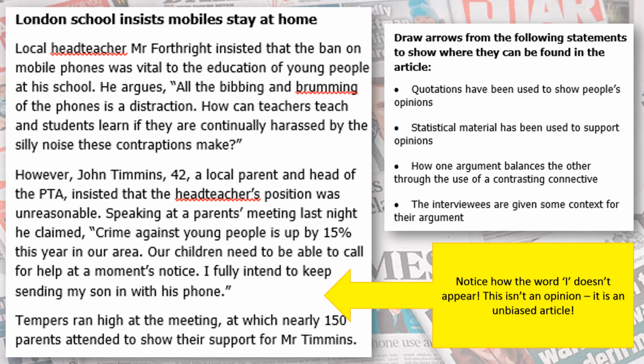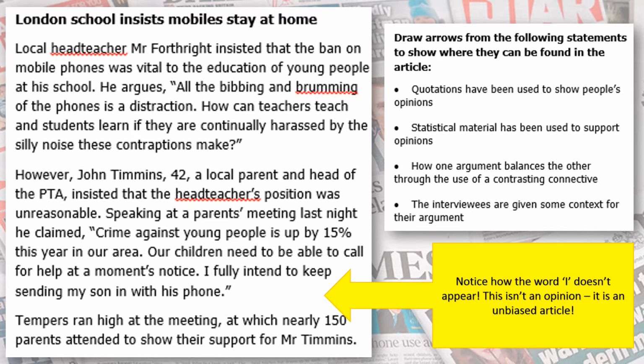However, John Timmins, 42, a local parent and head of the PTA, insists that head teacher's position was unreasonable. Speaking at a parents' meeting last night, he claimed, "Crime against young people is up by 15% in our area. Our children need to be able to call home at a moment's notice. I fully intend to keep sending my son in with his phone." Tempers ran high at the meeting, which nearly 150 parents attended and show their support for Mr.